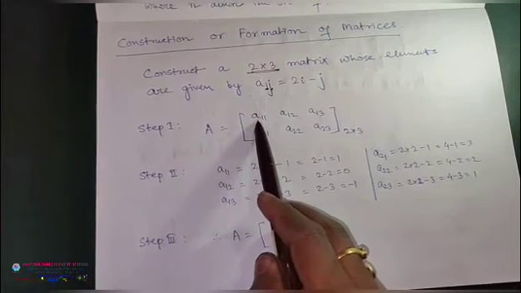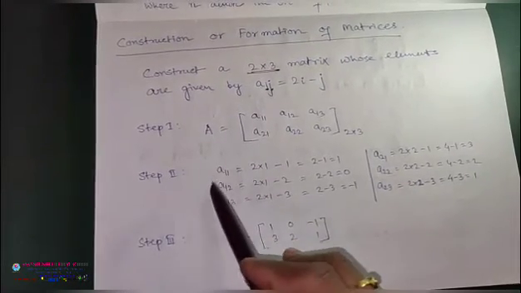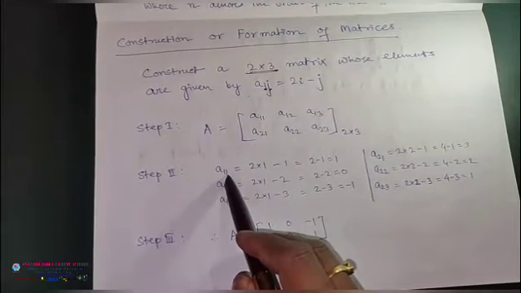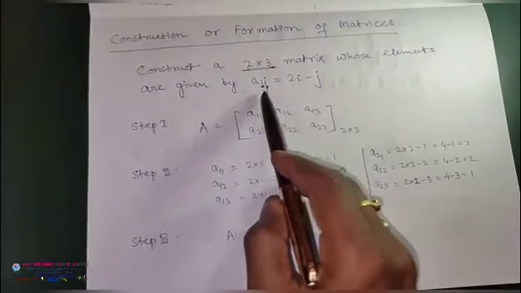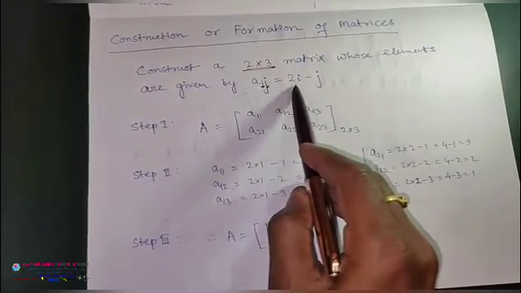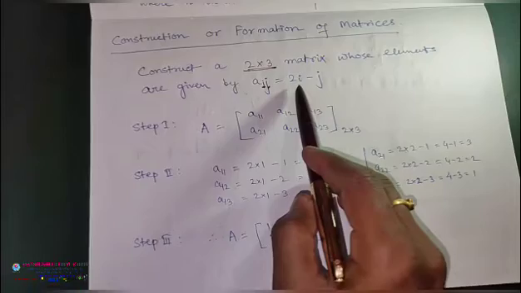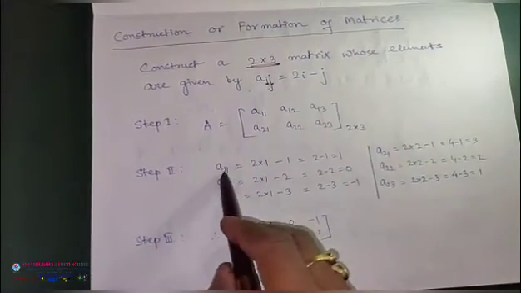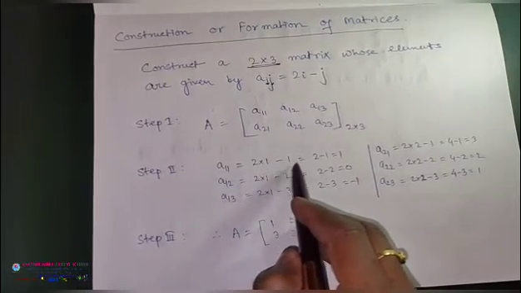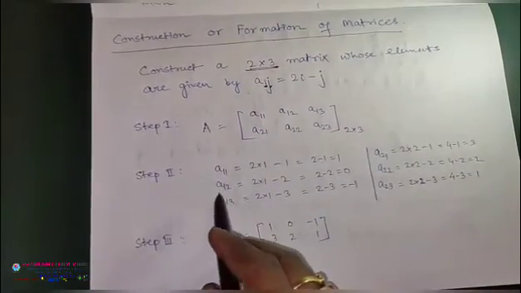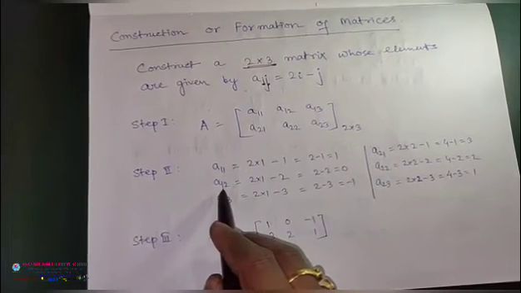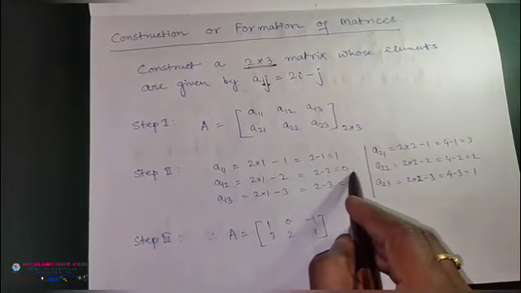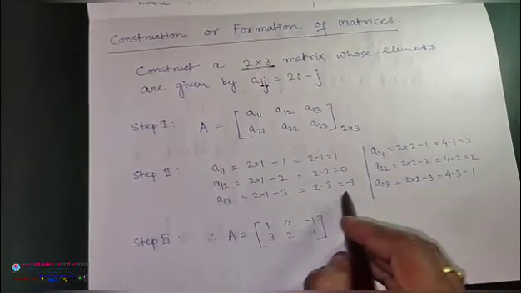So what is the first element? a11. That means in the place of i, here it is 1, and in the place of j, it is also 1. In the given condition, a_ij is equal to 2i minus j. That means in the place of i, you have to put 1, and in the place of j, you have to put 1. So a11 equals 2 into 1 minus 1, which equals 1. Similarly, a12, that means in the place of i, 1, and in the place of j, 2. So we are getting 0. a13, we are getting minus 1.